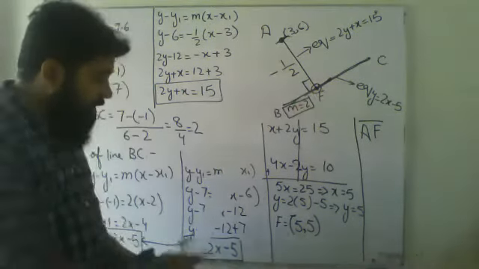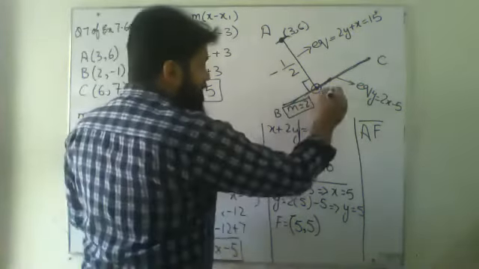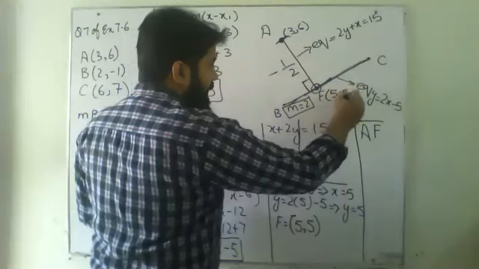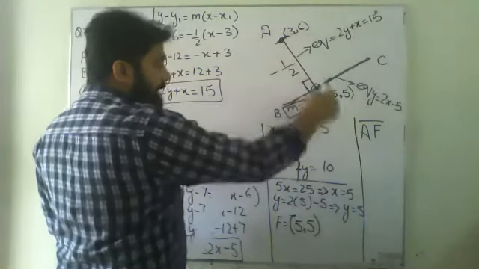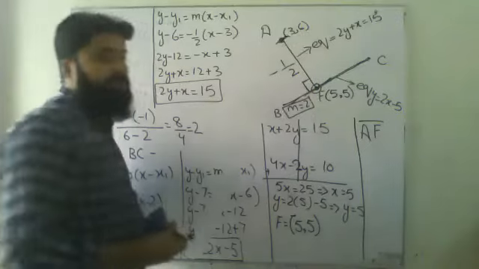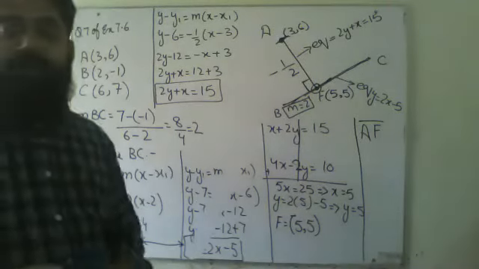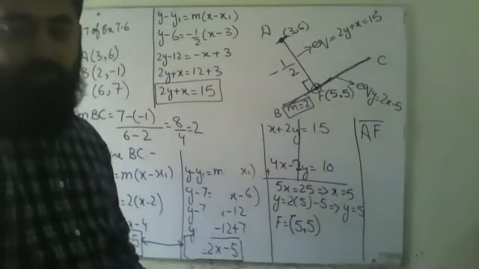Once I have got the F coordinate, which is 5 comma 5, and I have got the A coordinate, that is 3 comma 6, I will just put them in the distance formula and I will have the AF value. Okay.